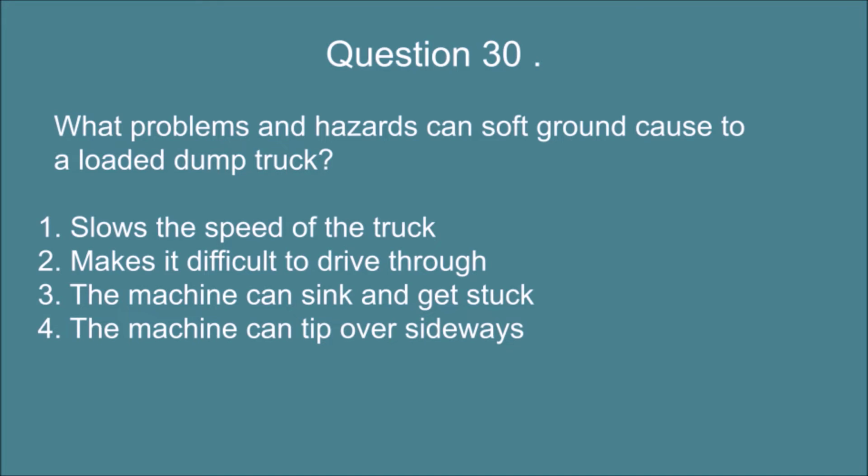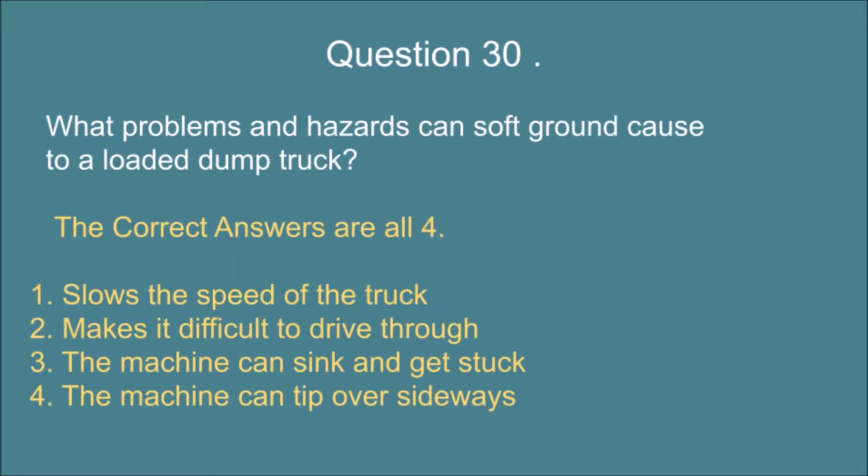Question 30. What problems and hazards can soft ground cause to a loaded dump truck? 1. Slows the speed of the truck. 2. Makes it difficult to drive through. 3. The machine can sink and get stuck. 4. The machine can tip over sideways. The correct answers are all 4.